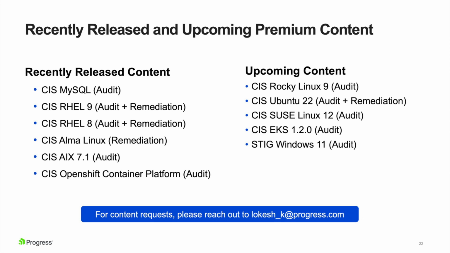All right. In the last quarter, we have released the audit content for MySQL, RHEL9, RHEL8, AIX, and OpenShift container platforms. And then remediation content for RHEL9, RHEL8, and Alma Linux. It's all with respect to CIS benchmarks. And in the upcoming quarter, we are planning to release Rocky Linux 9, Ubuntu 2022, SUSE Linux, EKS, and STIG Windows 11 content.